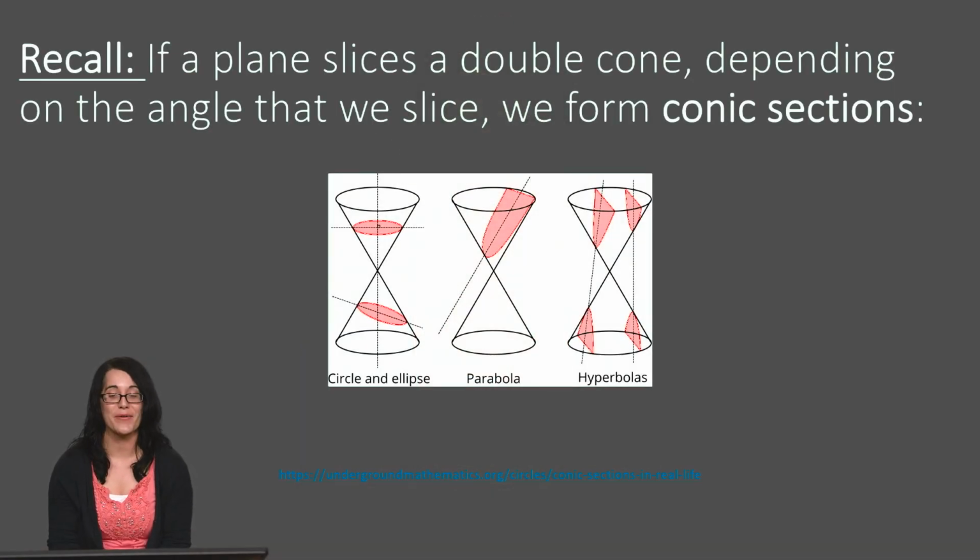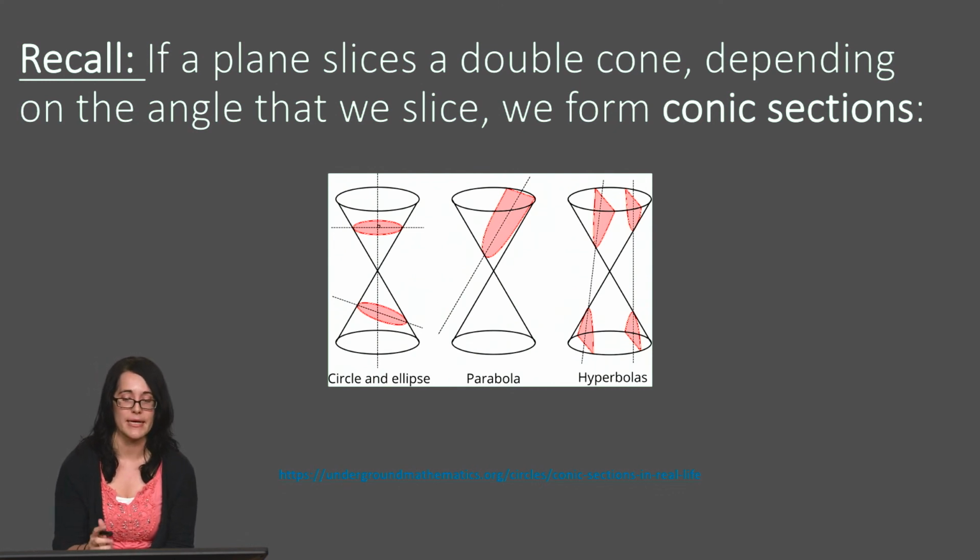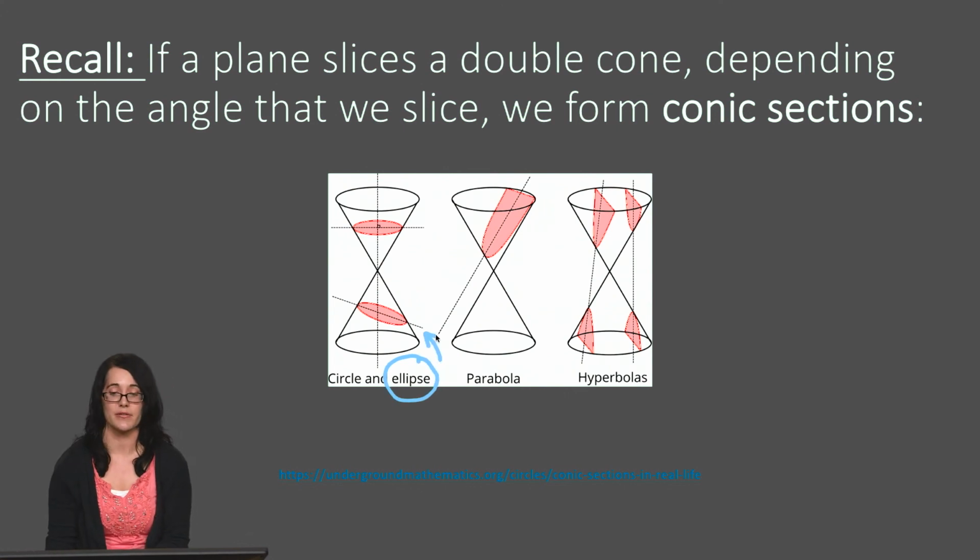So recall that if we had a double cone and we sliced that double cone with another plane, like a piece of paper, at various angles, we formed different types of conic sections. In previous videos we've talked about the parabola and we've talked about the circle. Today we look at the one in the first picture here that is at this slanted angle, called an ellipse. So let's take a look at what the equations of an ellipse would look like.